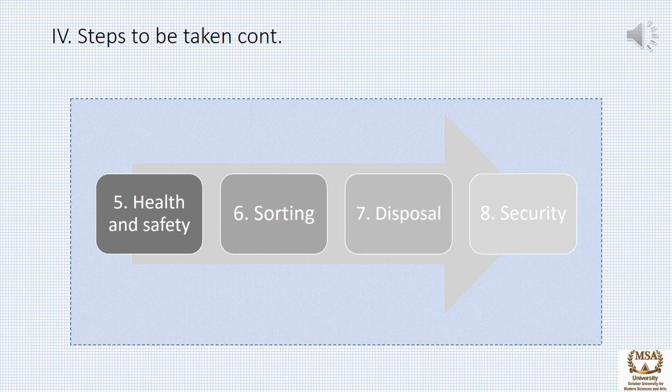6. Sorting. The main objective of sorting is to separate pharmaceuticals into categories where different disposal methods will be applied. 7. Disposal. Disposal options vary considerably, and the ideal solution may not be feasible. Therefore, the aim of guidelines is to provide the safest, simplest, and most practical alternatives.